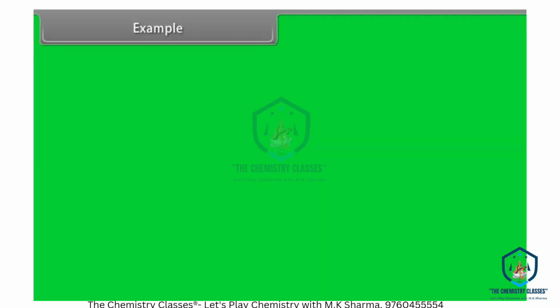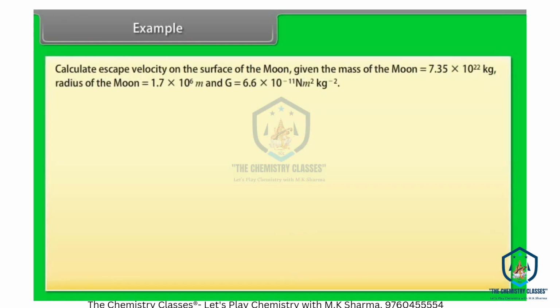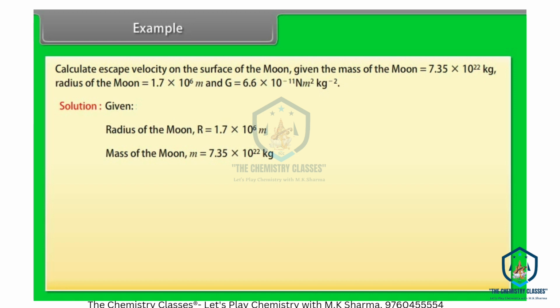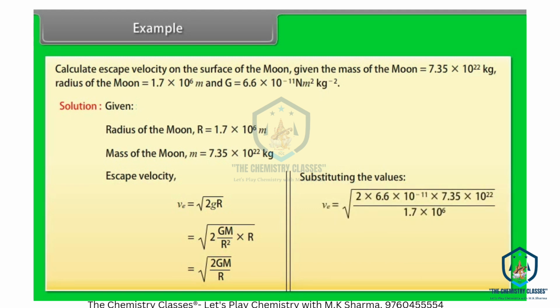Example. Let's take an example of escape velocity. Calculate escape velocity on the surface of the Moon, given the mass of the Moon, radius of the Moon and value of g. Let's see the solution. Given radius of the Moon r is equal to 1.7 into 10 to the power 6 meter. Mass of the Moon m is equal to 7.35 into 10 to the power 22 kilogram. Escape velocity is equal to under root 2gr. By putting the value of g, we get escape velocity is equal to under root 2GM upon r. By substituting the values, we get escape velocity is equal to 2.4 into 10 to the power 3 meter per second.